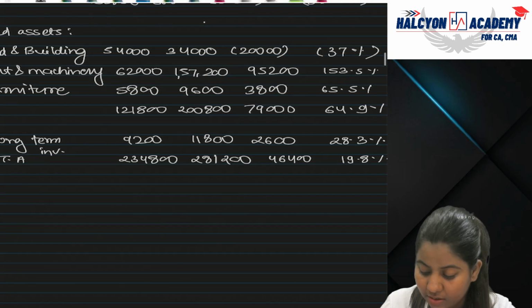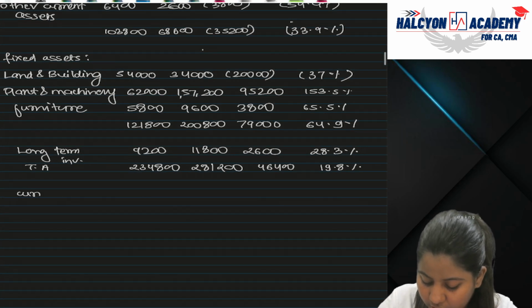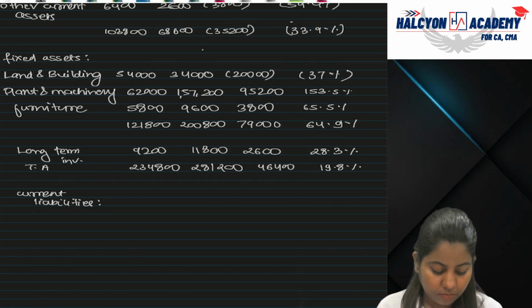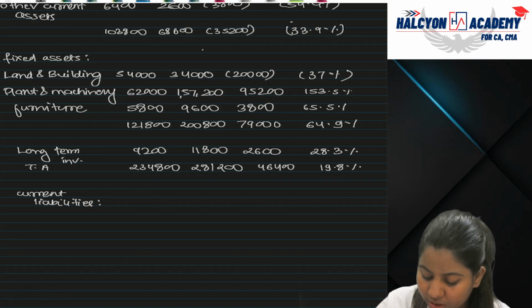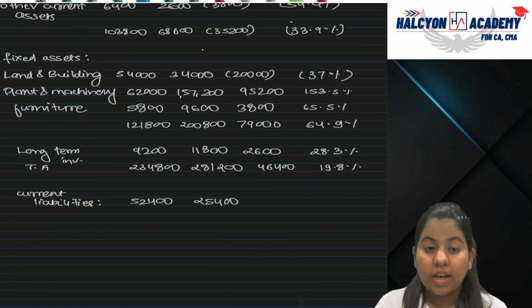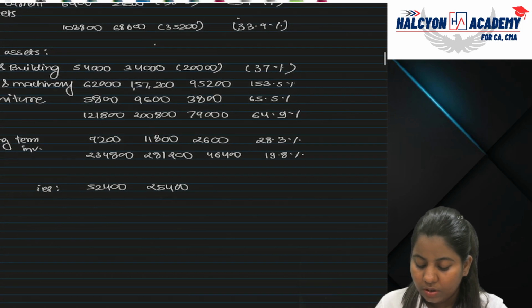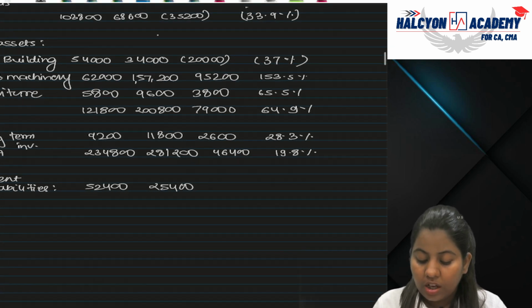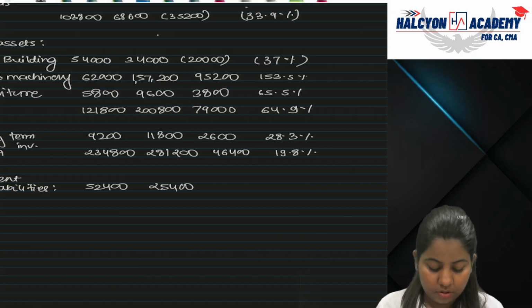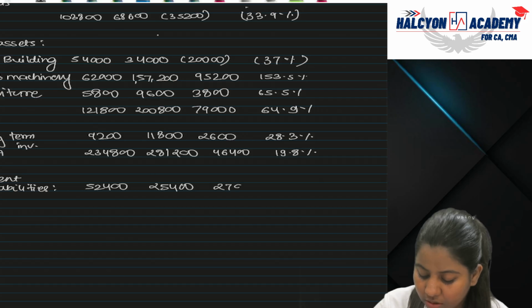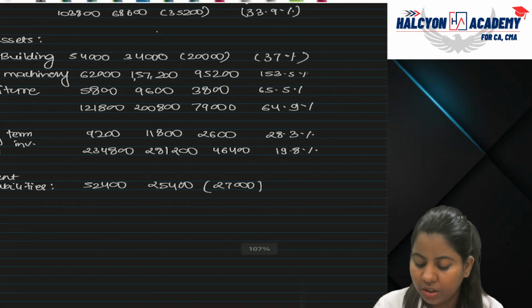Now liabilities. The first one is current liabilities. No bifurcation is given, only the amount is given. 52,400 in previous year and 25,400 in current year. So it is decreasing. Obviously it is decreasing. So the change in amount will be negative. How much has it changed? By 27,000 rupees.